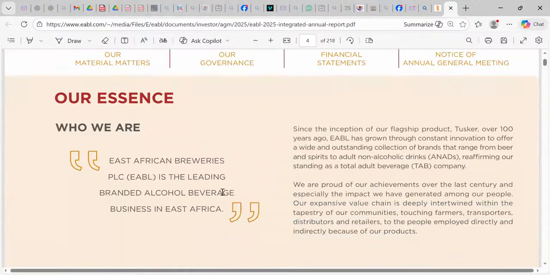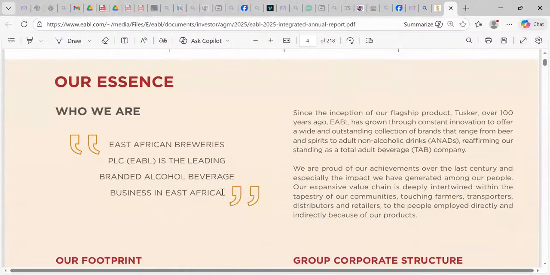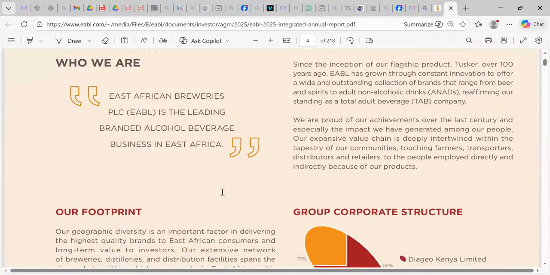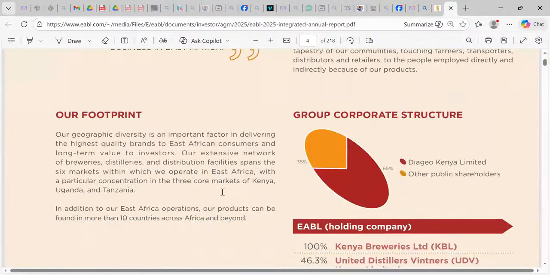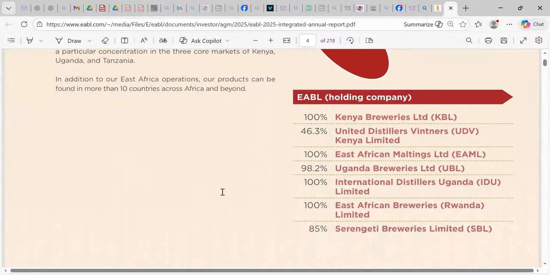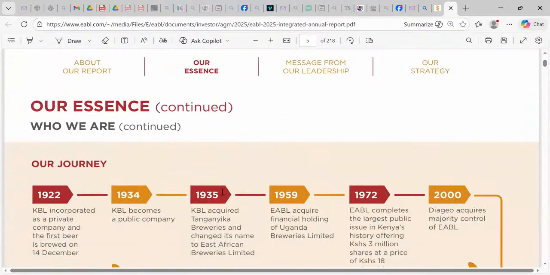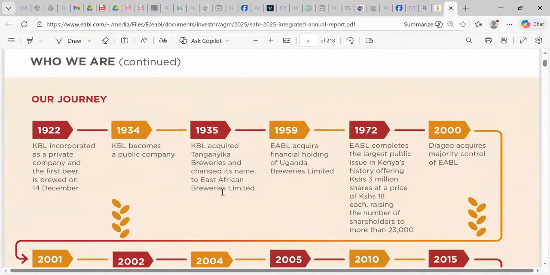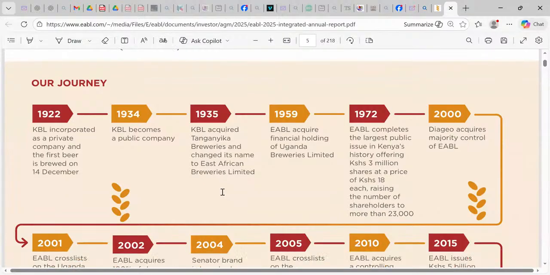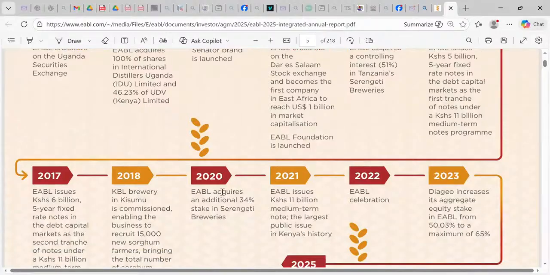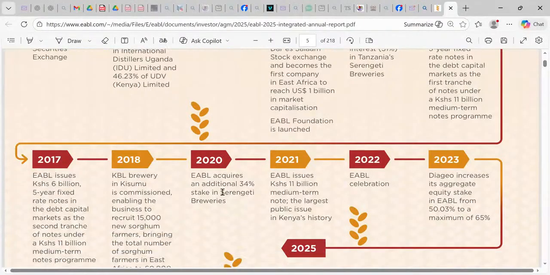Our essence, who are we? EABL is the leading branded alcohol beverage business in East Africa. Our footprint, of course, we know that they are in Kenya, Uganda, Tanzania. I'm just showing you this for you to know. So our journey from 1922 to 2025, they are more than 100 years. That's why the other day they were celebrating 100 years old, 100 years bold.